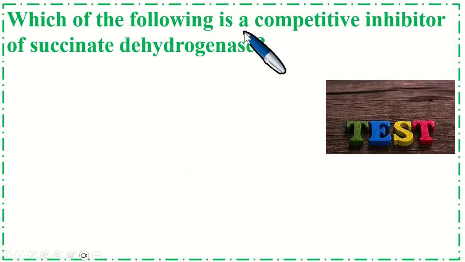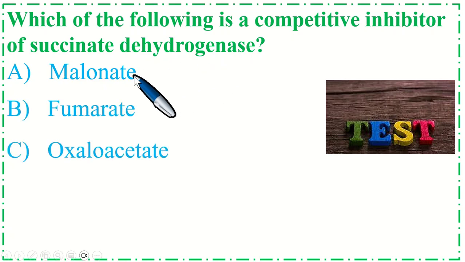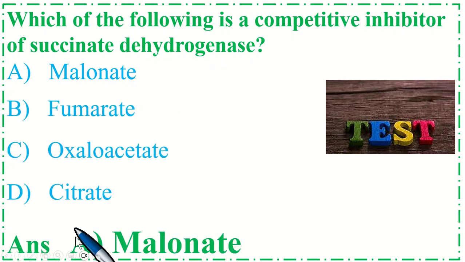Which of the following is a competitive inhibitor of succinate dehydrogenase? Correct option is A, malonate.